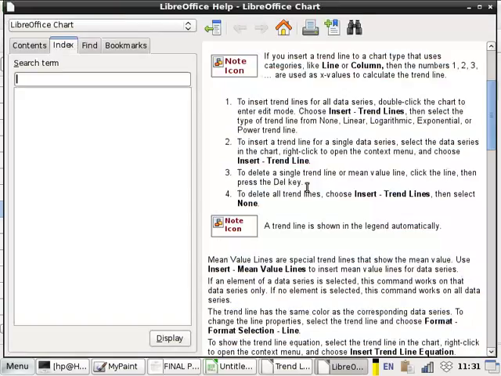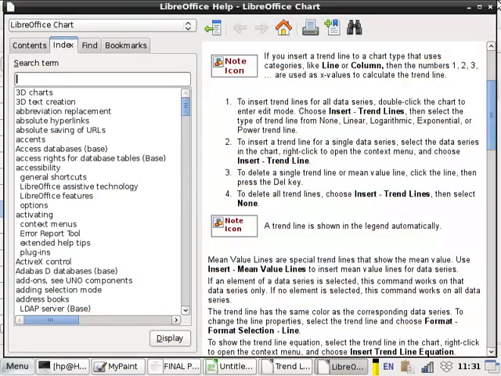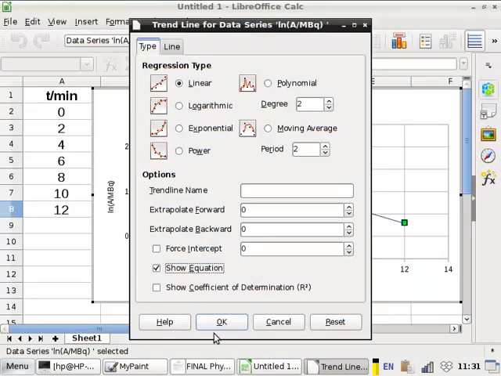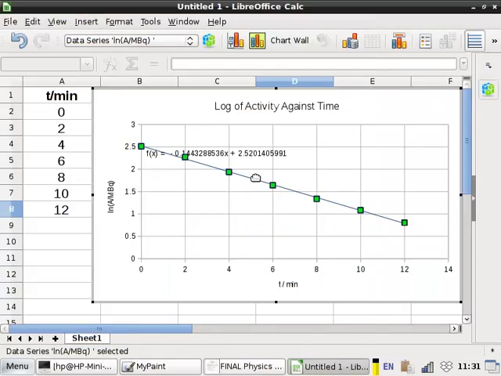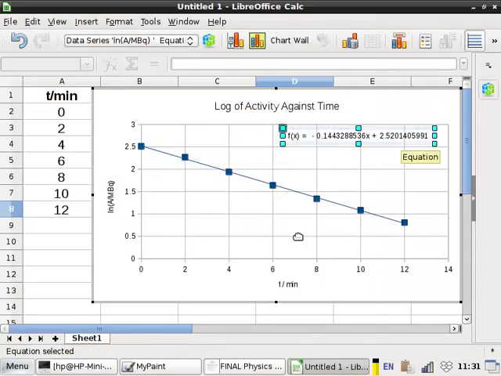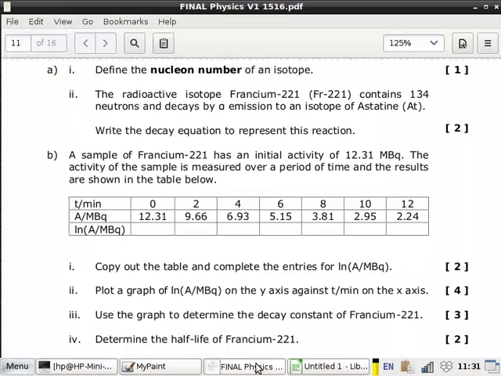What's wrong? What's happened? Oh. Right, how many marks is that now? 4 marks.